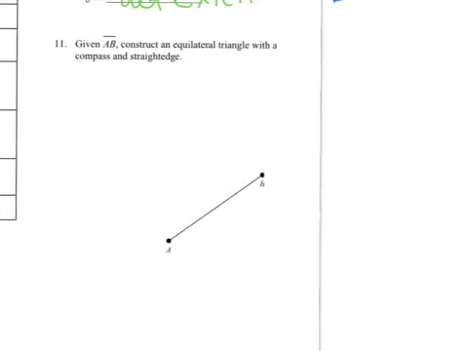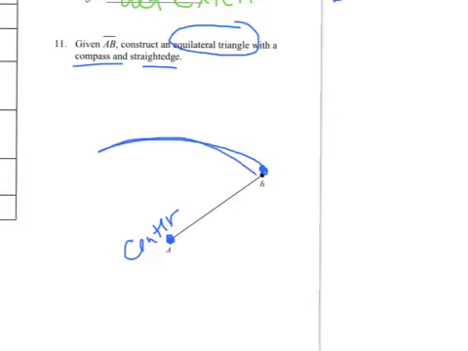In question number 11, they ask us to use AB and construct an equilateral triangle with a compass and a straight edge. This is going to be a little bit difficult for me to show you, but hopefully you'll get the idea. So first of all, if I had a compass, I would put the center right here, and then I would look for the point that matches there. And what I would do on B is I would make a circle that looks like that.